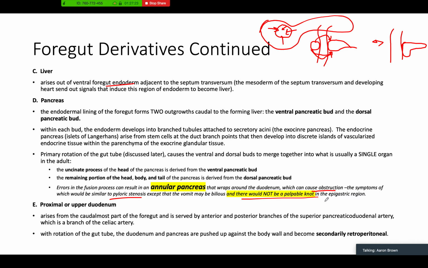It's going to present with vomiting, typically non-bilious vomiting. So it shouldn't be a black vomit. It should be a light-colored vomit. And so the first thing you would think of is pyloric stenosis, but you wouldn't feel the knot on the stomach that we described earlier. Okay, and so that would be our annular pancreas. Any questions on that? No? Okay, great.